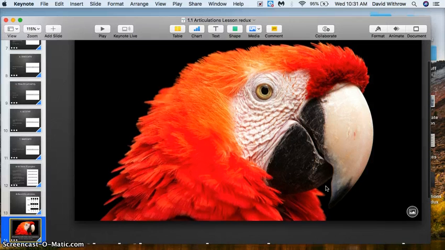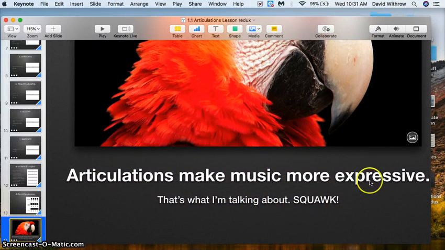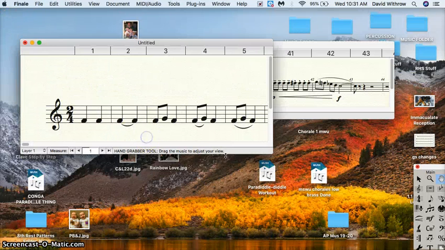So here's my fun, colorful little picture. Articulations are going to make your music more expressive. That's what I'm talking about. And you can make your own squawk sound here. All right, let's jump out of this. Let's take a look at a few examples here.